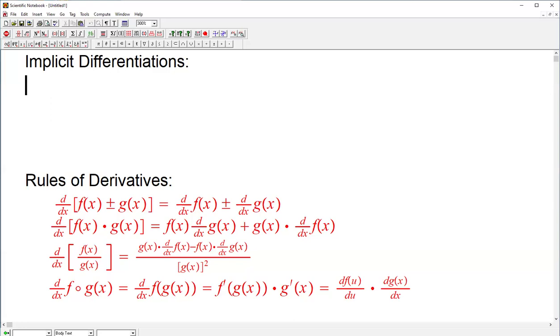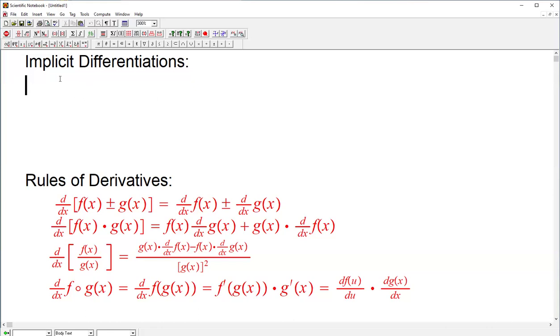We were discussing implicit differentiation, so I'd like to record some examples for you. So here we go. We understand that we have all these rules of derivatives, and when we encounter differentiation that has to be done implicitly, it's because it's hard to solve y in terms of x completely explicitly.